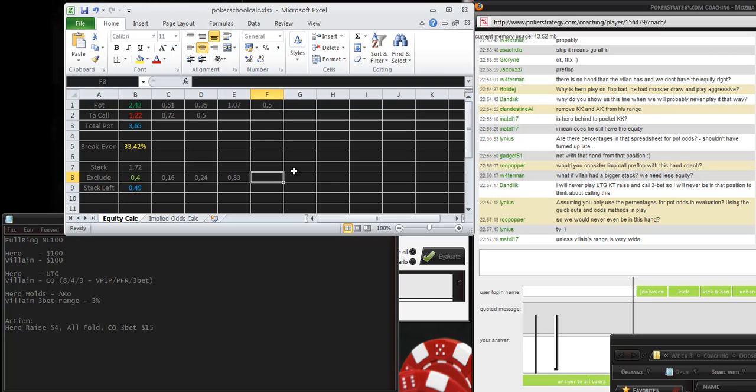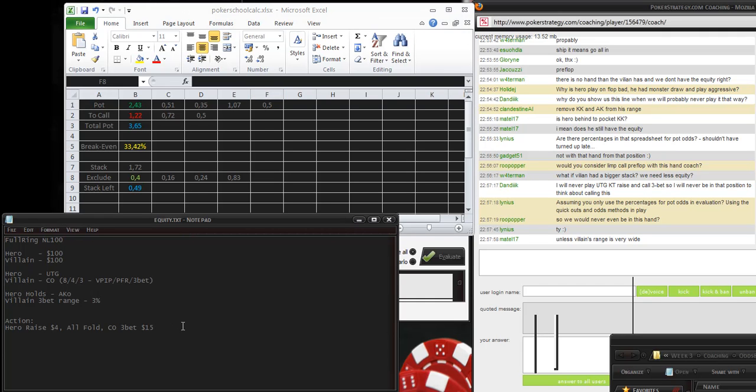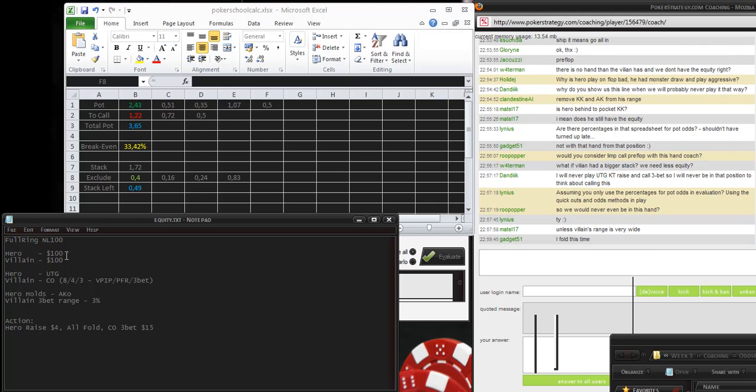of playing ace king offsuit, and why it's actually pretty bad to go broke with ace king. The main idea is that, as you see in this situation, we are playing full ring, we are hero, and we are against villain. What do you think would be our line here if the opponent is playing pretty nitty and has a free bet range of 3%?